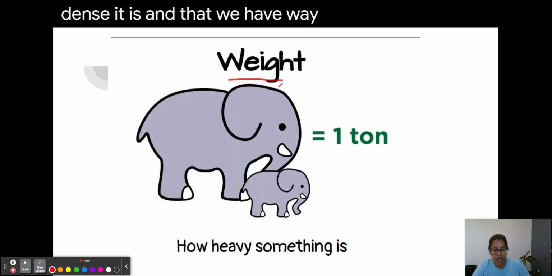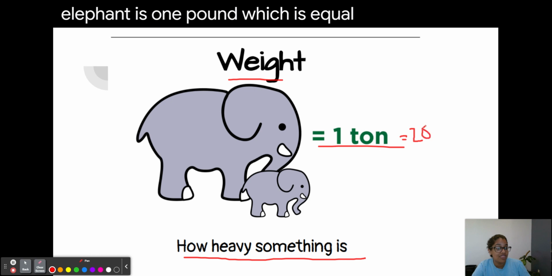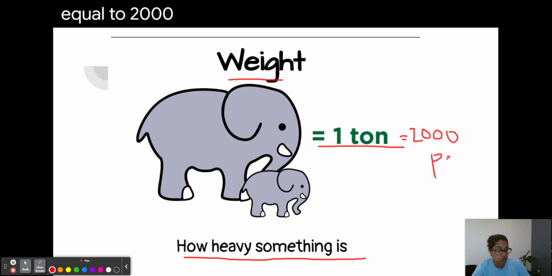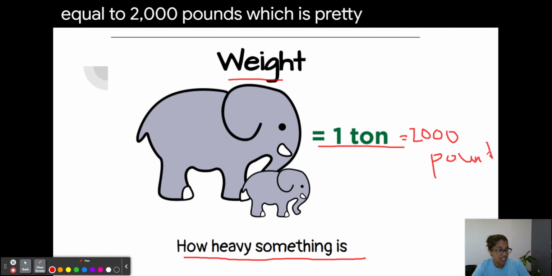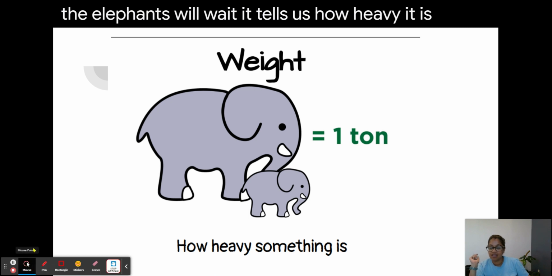And then we have weight. Weight is how heavy something is. So an elephant is pretty heavy. An elephant is 1 ton, which is equal to 2,000 pounds, which is pretty heavy. So that's the elephant's weight. It tells us how heavy it is.